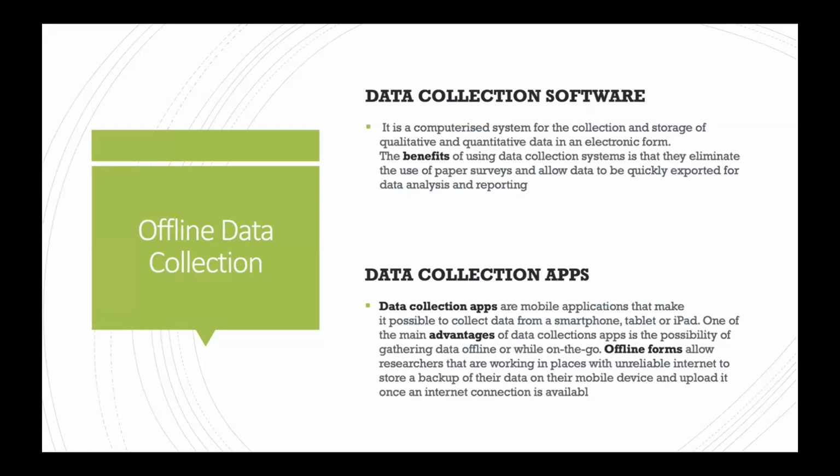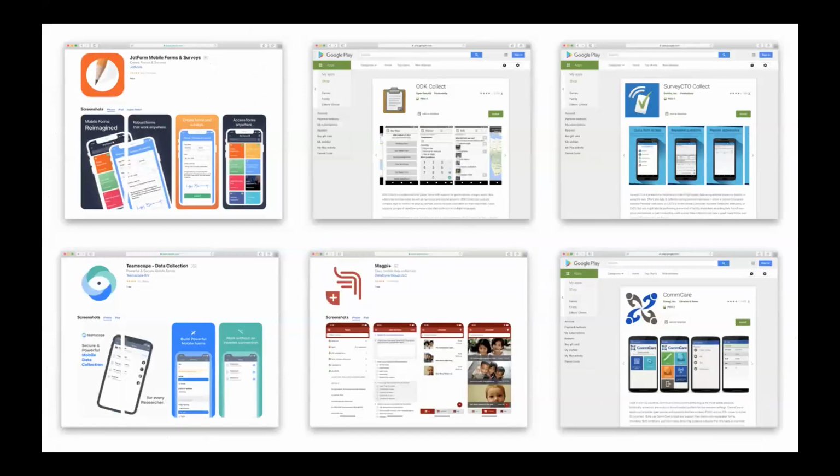The last census that was done in 2006, we moved around with paper. Now, census of 2023, they've stepped up. We are now using mobile devices to collect our data. There are several of them that have been used. We've got many of them available on the Play Store: JetForm, ODK, TeamScope, a lot of them.